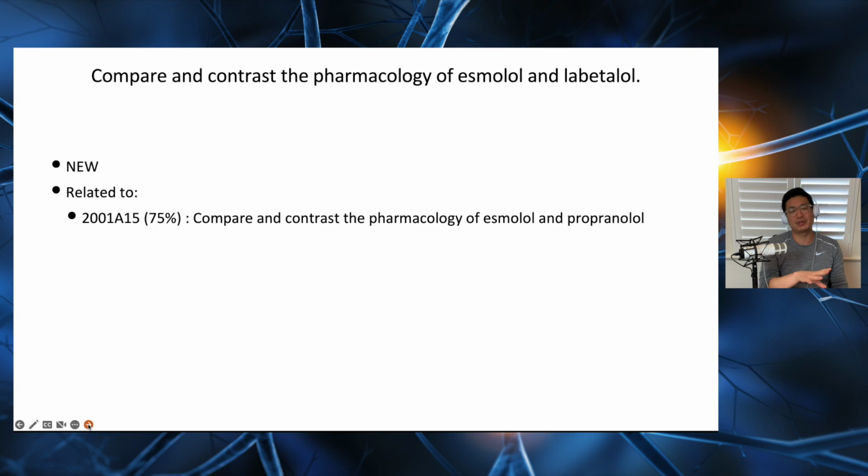So even though this was a variation of the 2001 A15, esmolol and propranolol, they're very similar drugs there. But now you're talking about labetalol, which has some alpha effects. And to be able to incorporate that into this answer, you might have got the esmolol bit, but then to be able to compare and contrast it with labetalol, I think would have been challenging. So that's why I've put it into the red section there.